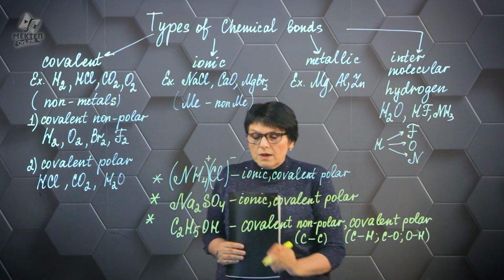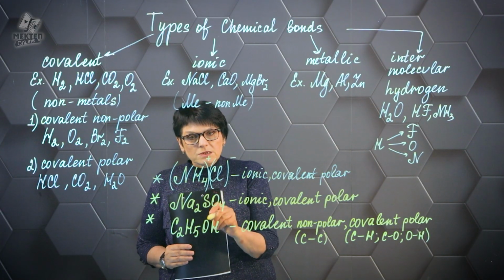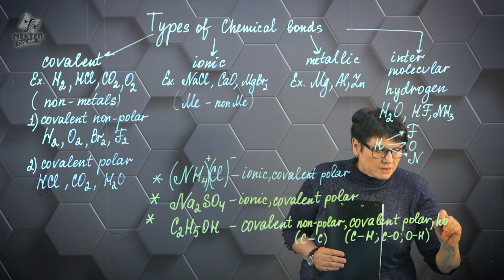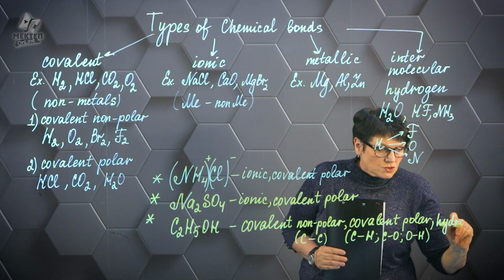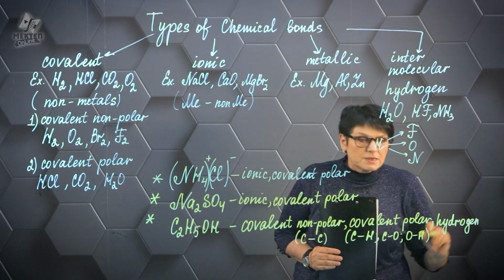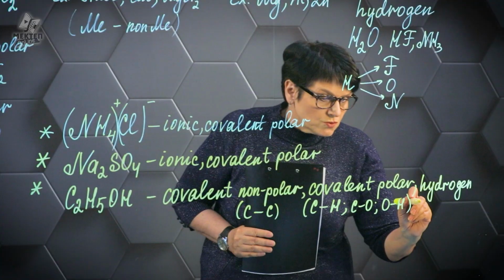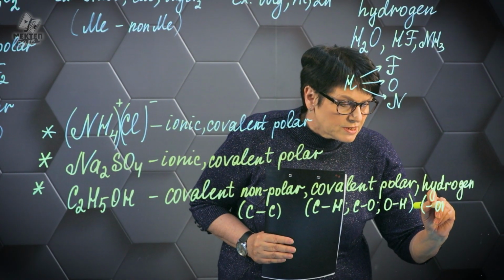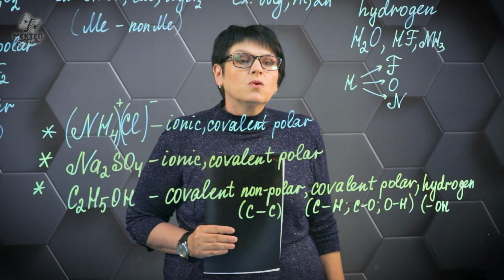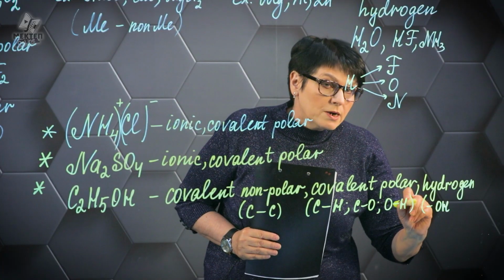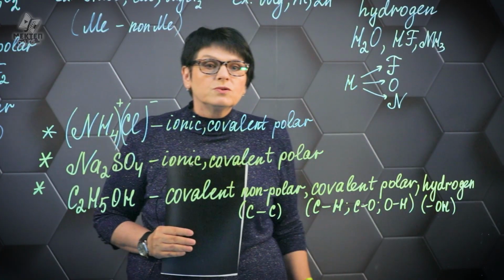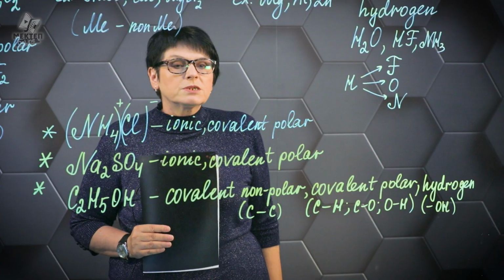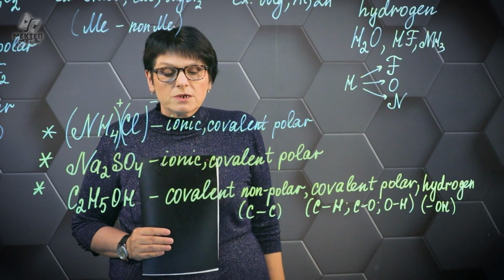But in addition to that, there will also be a hydrogen bond between the ethyl alcohol molecules, because there are exactly the sort of elements that form it. It will be a bond arising between the ends of this group, between the OH. So the hydrocarbon radical will be a kind of offshoot, and the OH groups will be connected to each other by an intermolecular hydrogen bond.